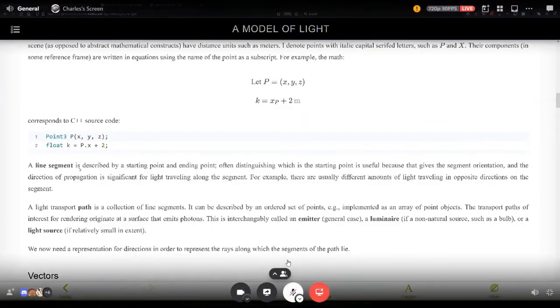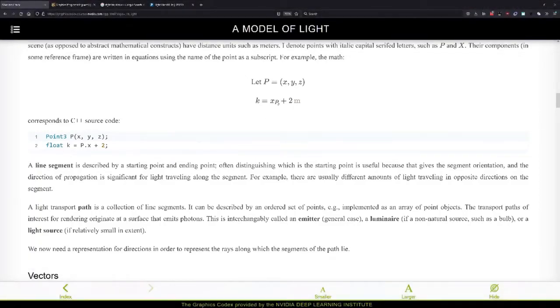Okay. I think it's a capital P, but it's a subscript on the X. Interesting. It's like the X coordinate, and then the point P. That is weird. Oh yeah, if you look at the code, it does indeed correspond to that. P.X. Interesting.